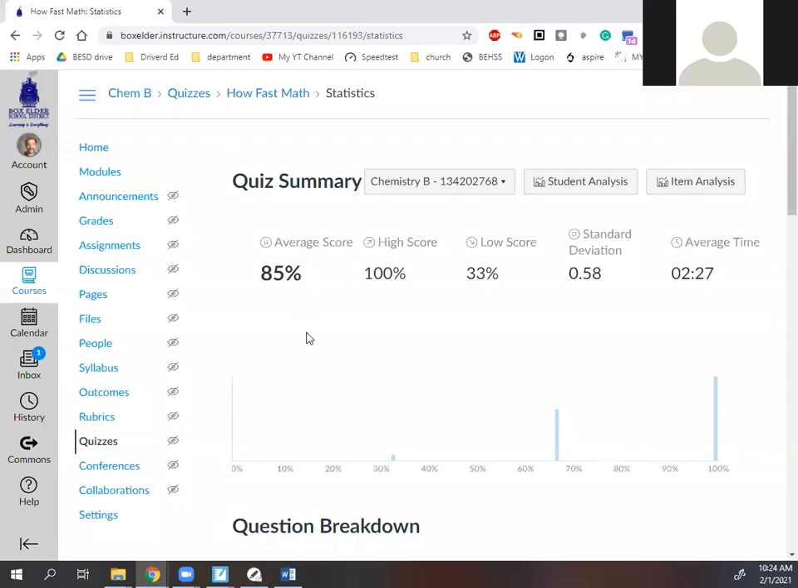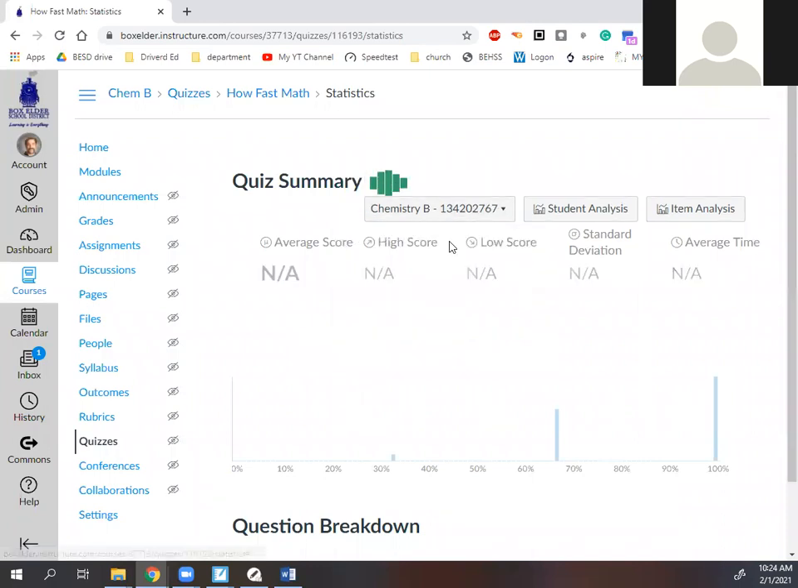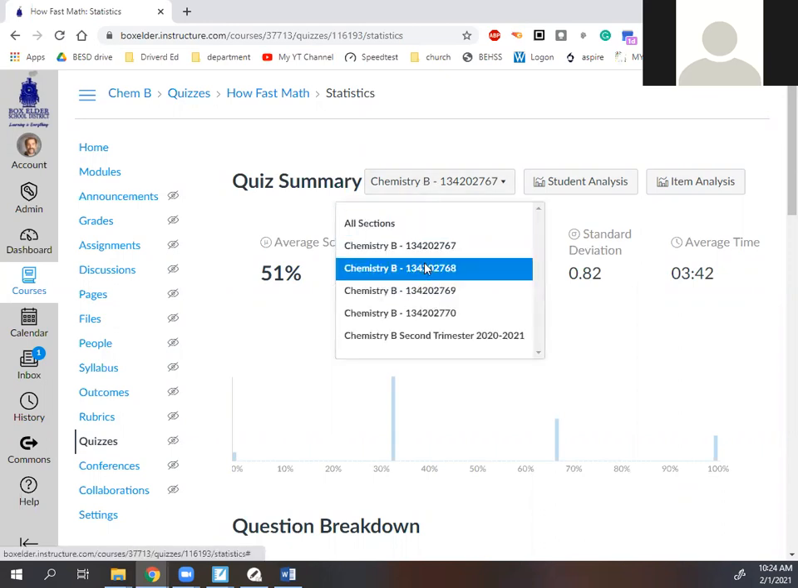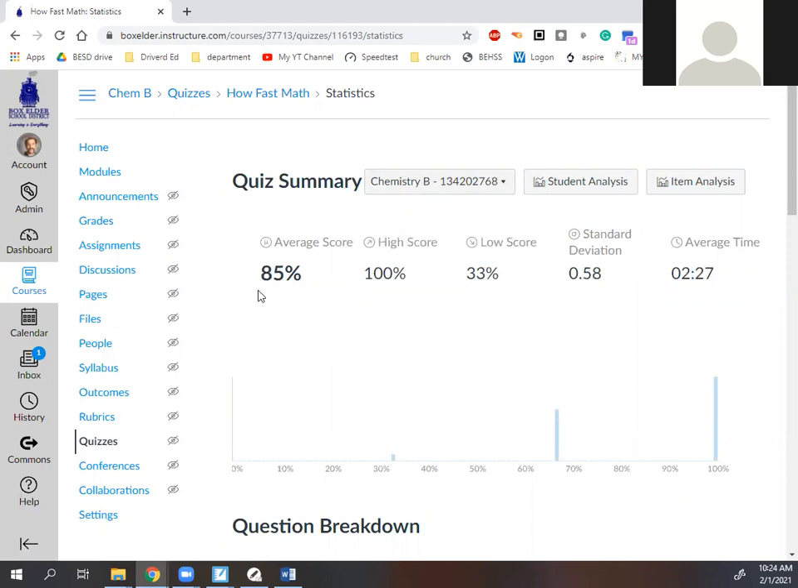Arriving at an average of 85%. It's much better than first hour, who had an average of 51. It's okay. I mean, that's their right to not do well in a quiz. So anyway, good job. Hopefully that went well. And that is all the math for our test.